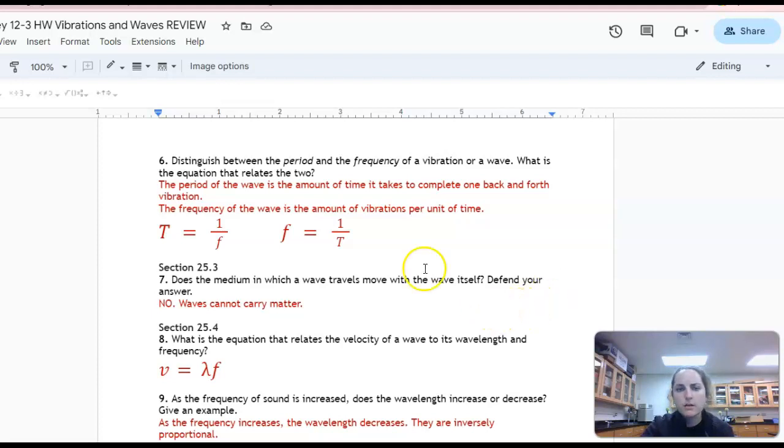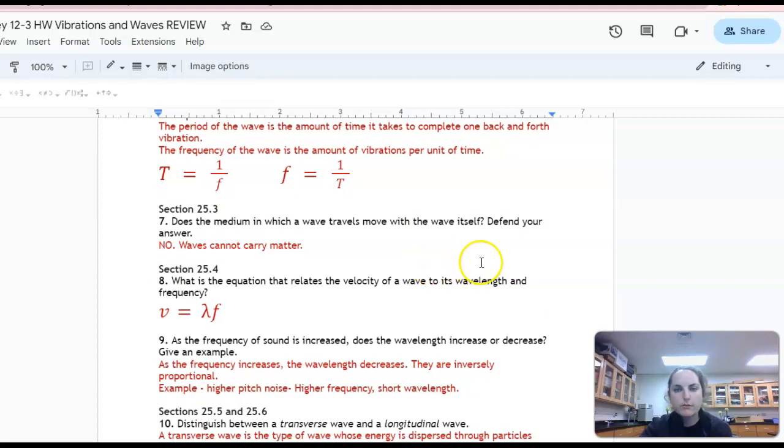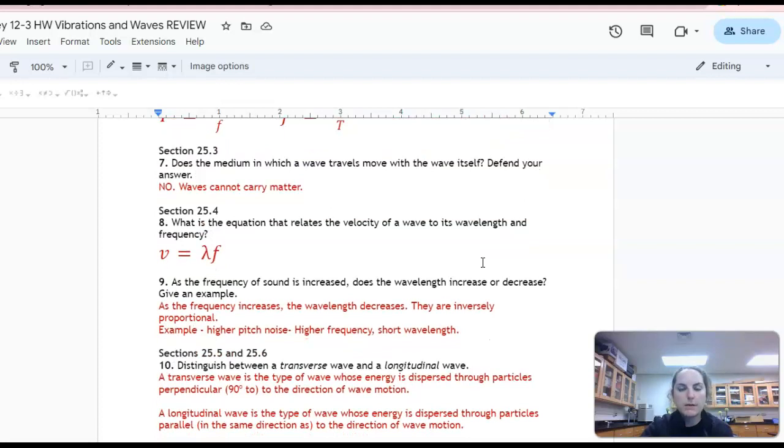So number seven, does the medium in which a wave travels move with the wave itself? Defend your answer. No, it does not, because waves cannot carry matter. Number eight, this is our equation to solve for wave speed, and it is how wavelength and frequency are related. In order to get our wave speed, we're going to do our wavelength times our frequency. We can also put it into a triangle in order to solve for any of those three variables.